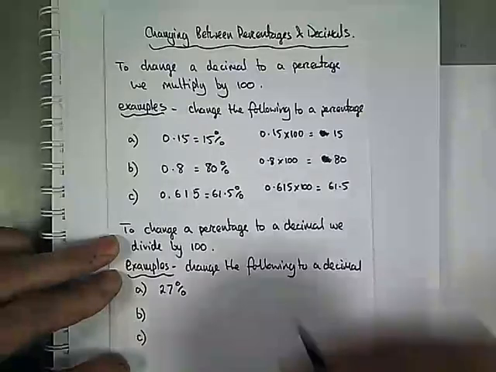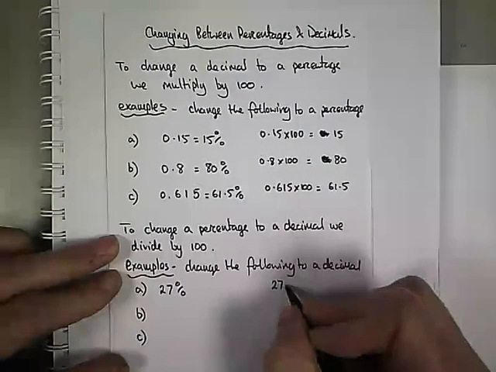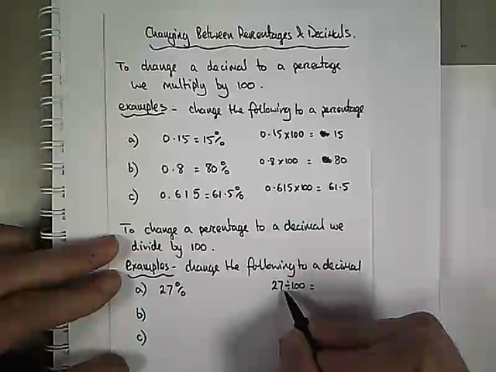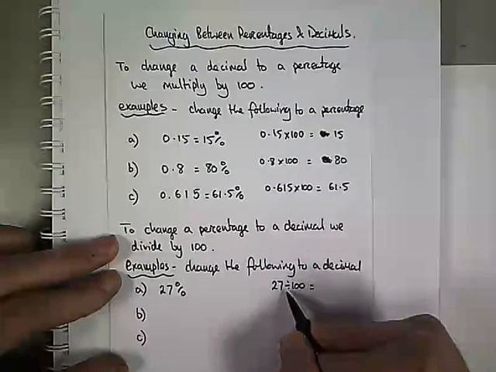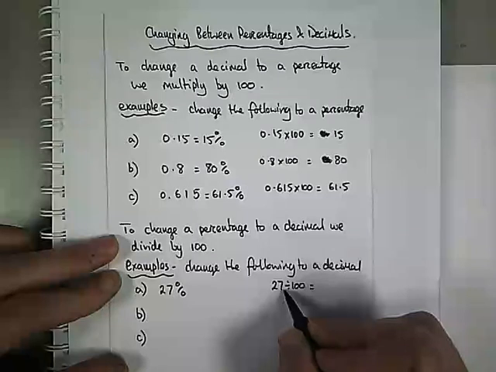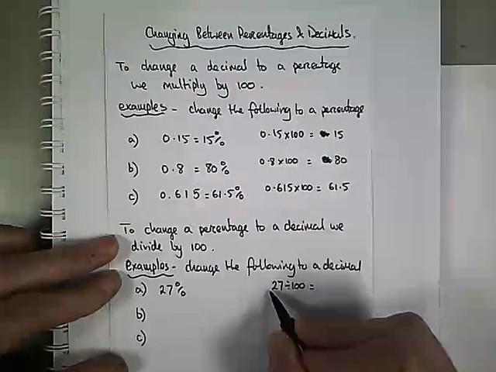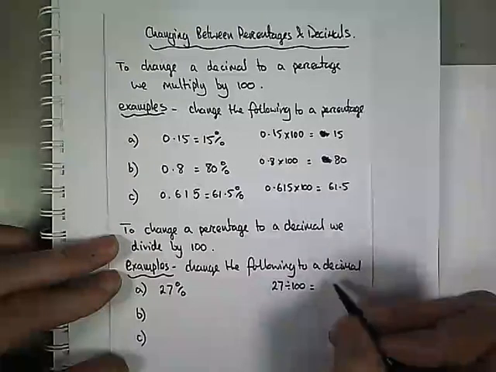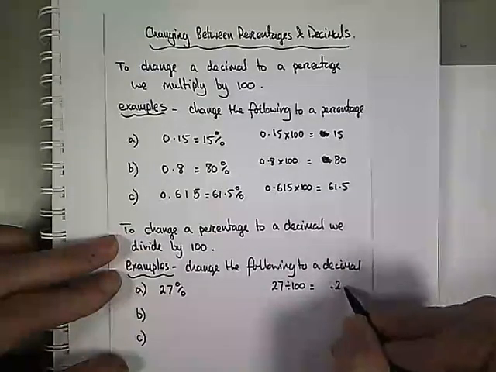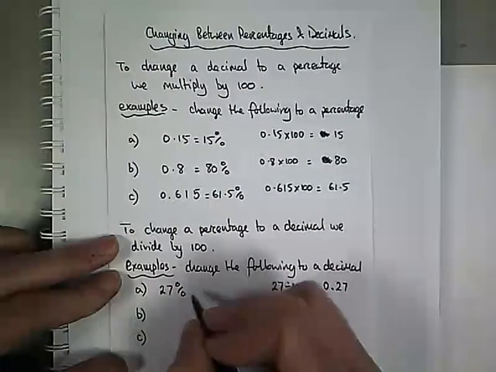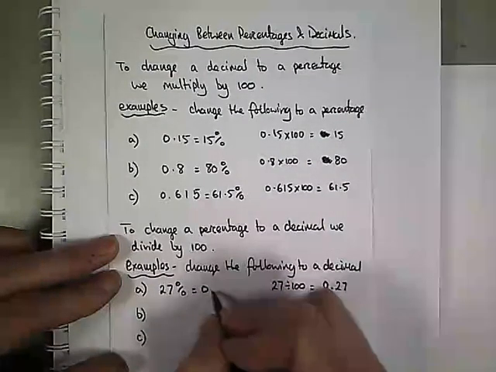Okay, so 27 divided by 100. This time I move the decimal point in the opposite direction. So the decimal point is just after the 7, so I move it once, and then I move it a second time, so the decimal point will be in front of the 2. So we'll have decimal point 27. Don't forget to put 0 in front of that. So 27% equals 0.27.